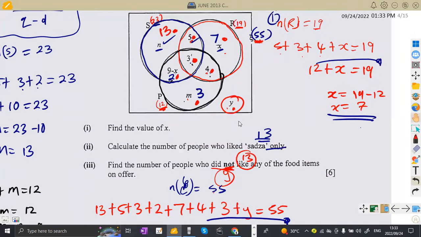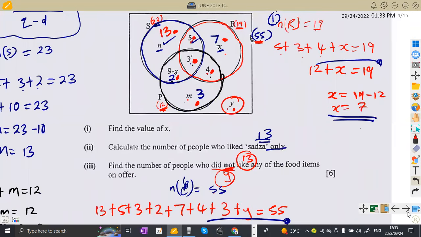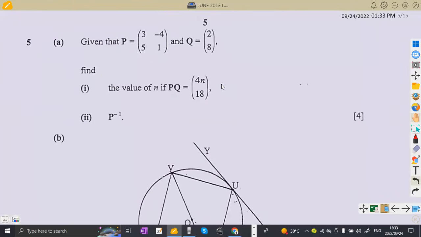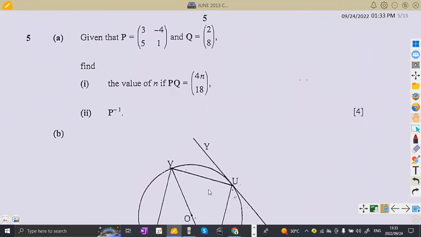So guys, we got 6 marks on sets, and it was actually fine because it was a little bit direct. Okay, given the matrices, we've got matrices P and Q. Find the value of n if PQ is equal to, okay, so this is just matrix multiplication.